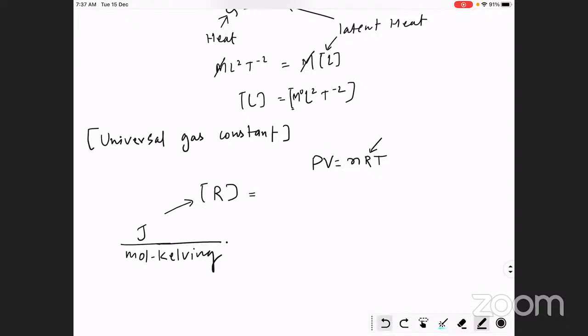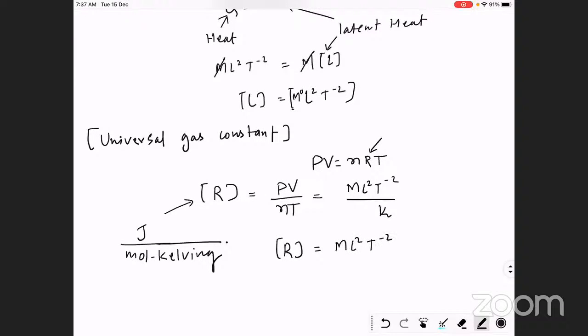N will come here, T will come to the other side. So what should be the dimensional formula of this? R is equal to PV upon nT, right? So PV has the dimensional formula of energy or work, and the temperature has K. Number of moles has no dimensional formula. So the universal gas constant has dimensional formula ML2T^-2K^-1.